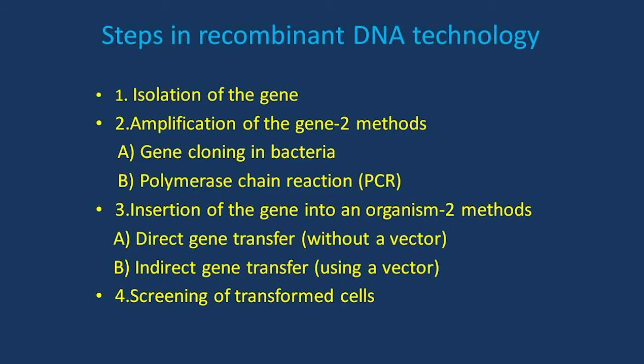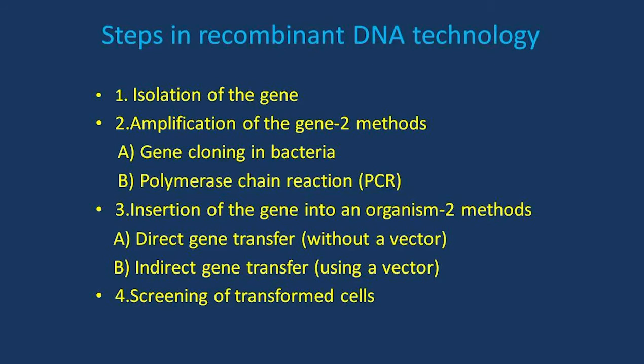Third step is insertion of the gene into an organism. There are two methods. One is direct gene transfer. That does not use a vector. For example, gene gun method does not use a vector. You have to remember one thing. Direct gene transfer is not preferred because it results in only 1% transformation. The second one is indirect gene transfer using a vector. For example, in plants, the vector used to transfer genes is the Ti plasmid of Agrobacterium tumefaciens.